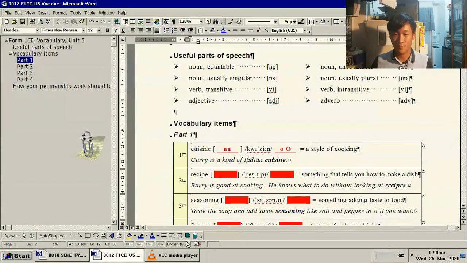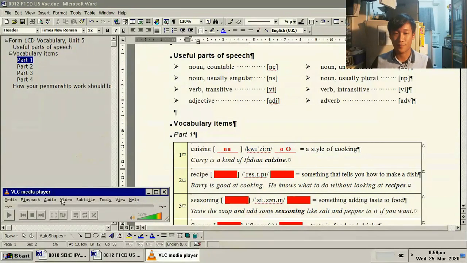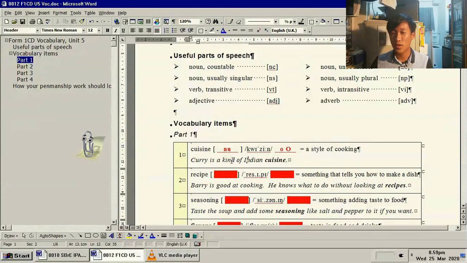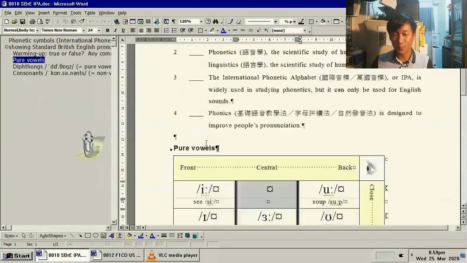Cuisine. A style of cooking. Curry is a kind of Indian cuisine. Okay, and what to pay attention to in the IPA. So the z sound, you see the spelling is an S, but that's why you have to look at the IPA. Actually, the sound is a Z sound, and I think I should talk about the IPA.